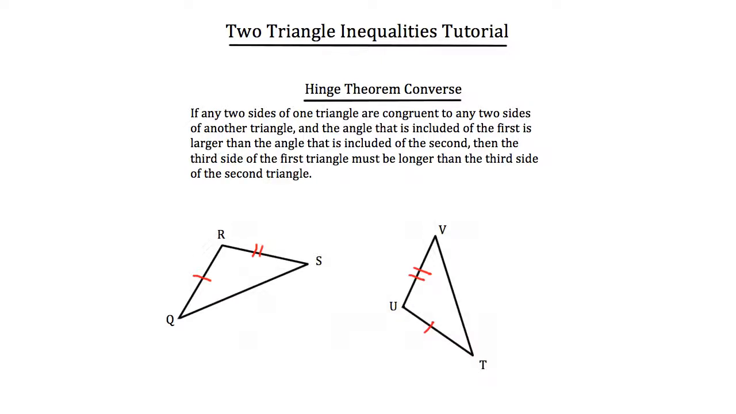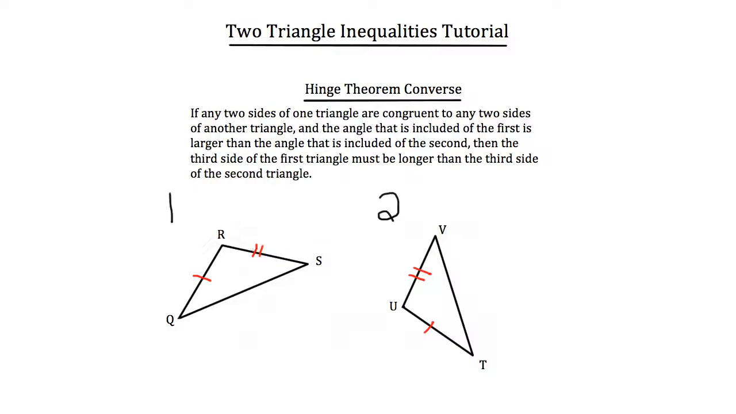Let's bring those two triangles back, triangle QRS and triangle TUV. And again, we'll make triangle QRS our triangle 1 and triangle TUV our triangle 2. Also, QR is congruent again to TU, and segment RS is congruent to segment UV. Now what they're saying here is that if you knew angle R was larger than angle U, you would know that segment QS is larger than segment TV.